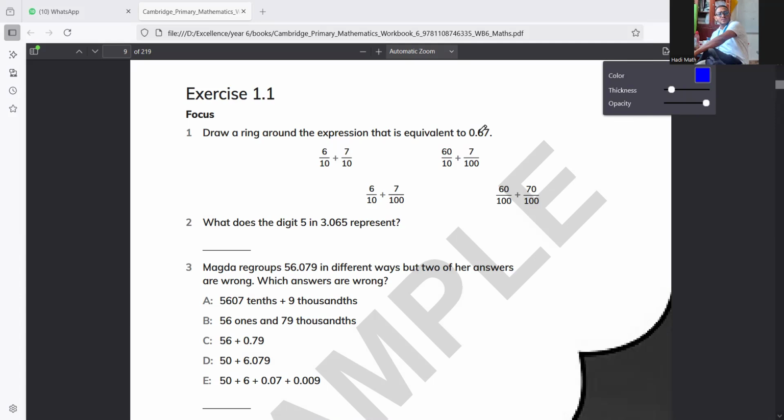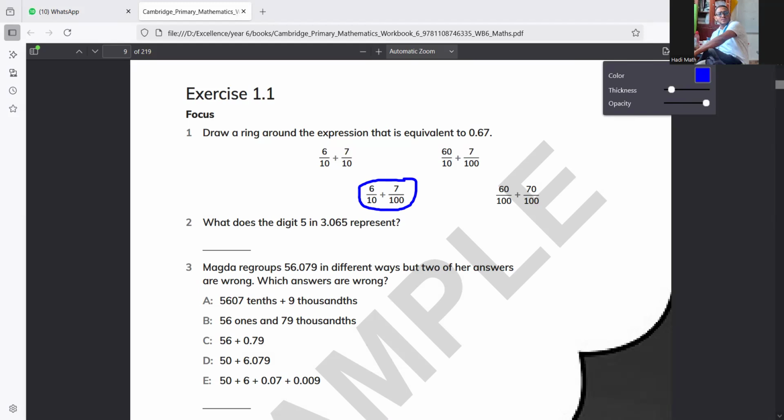And we know when we say tenth, it means over 10. And when we say hundredths, it means over 100. So we're looking for 6 over 10 and 7 over 100. This is 6 over 10, 7 over 10. Nope. This is 6 over 10, 7 over 100. Yes. So this is the correct answer. So you draw a ring around this answer, and that's it.